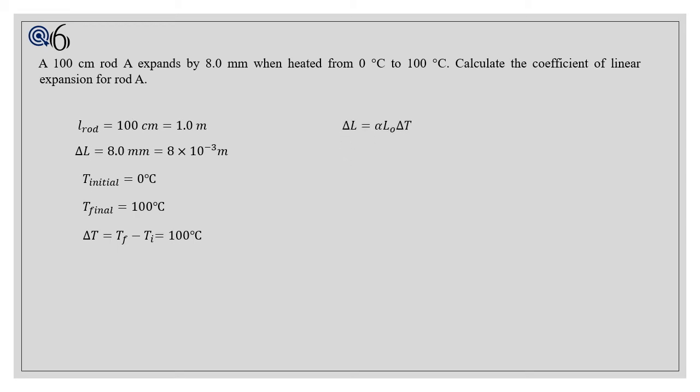Using the linear expansion equation, which is delta L equals alpha L naught delta T, we rearrange the value and substitute all the data that we have extracted from the question. And finally, the coefficient of linear expansion is 8 times 10 to the power of negative 5 per Celsius.